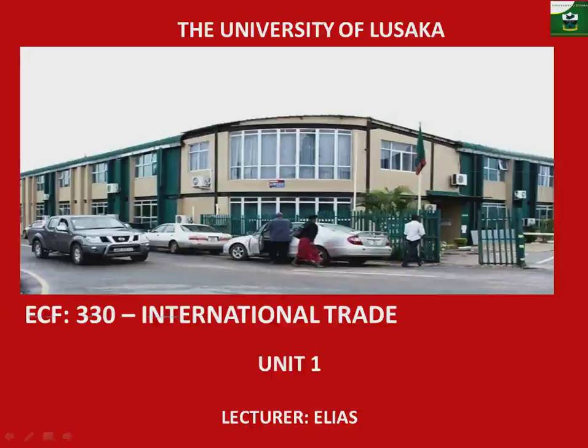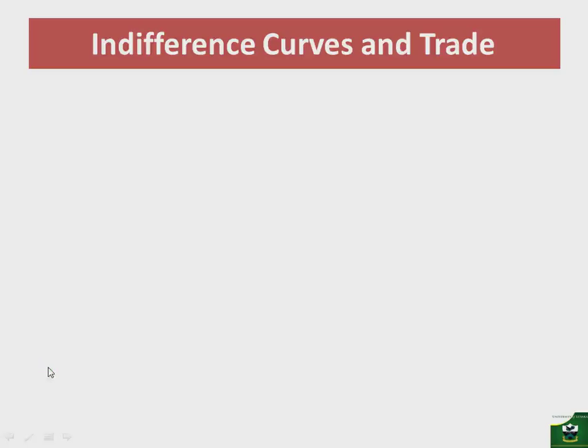Hi, so we continue with community indifference curves and trade. In this video, we are now going to look at the basis for trade and the gains. We still use increasing costs so that we see how nations will behave if they are not completely specializing.